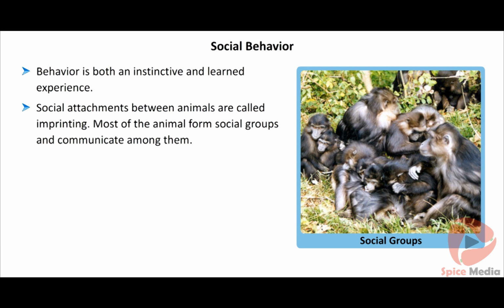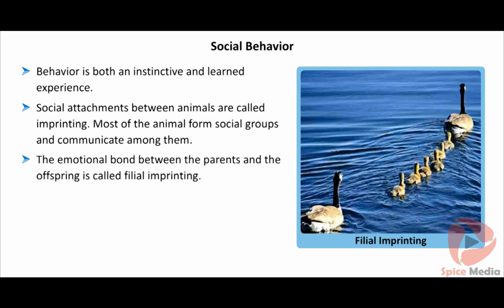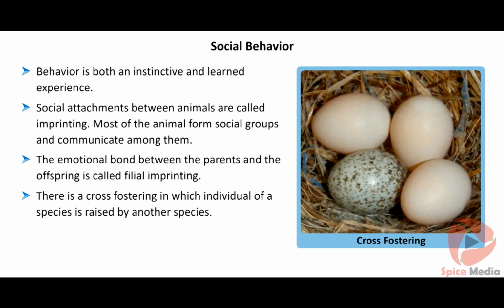Social attachments between animals are called imprinting. Many insects, fishes, birds and mammals live in social groups in which information is communicated between group members. The emotional binding between the parents and offspring is called filial imprinting. At times, an individual of a species is raised by a parent of another species, which is called cross-fostering. Example, the chick of a cuckoo bird is fed by a crow in its nest.